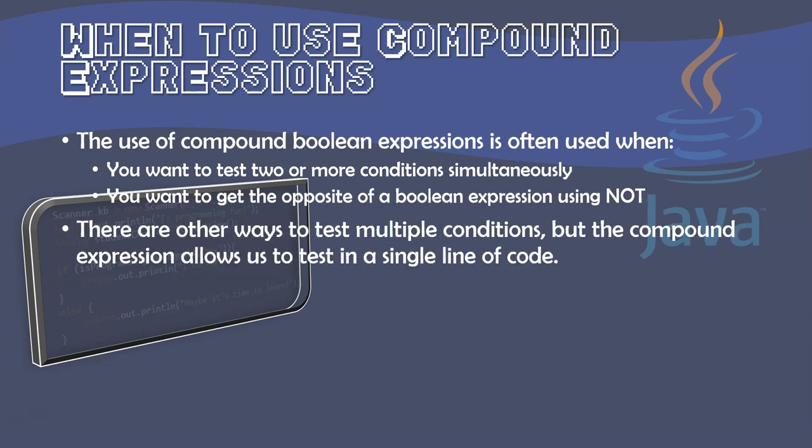Now, there are other ways to test multiple conditions, but one of the advantages of having a compound expression is it allows us to test in a single line of code. We don't have to write multiple different branching statements for this to happen. Now, there are advantages to both ways. But again, one of the advantages is that it allows us to have it within a single code block, so we don't have a whole bunch of different things going on.